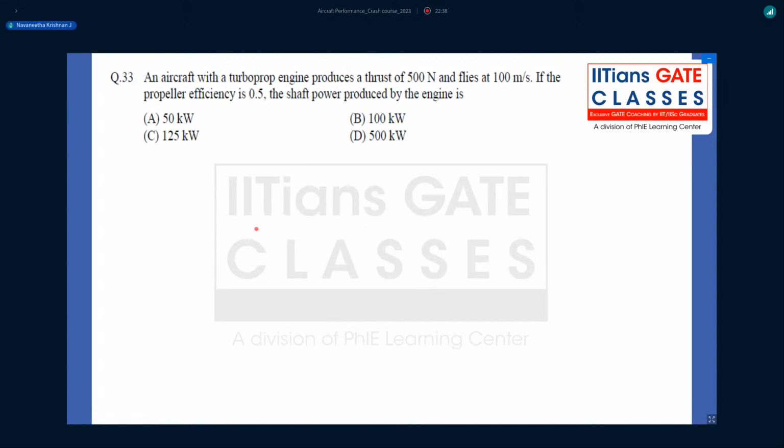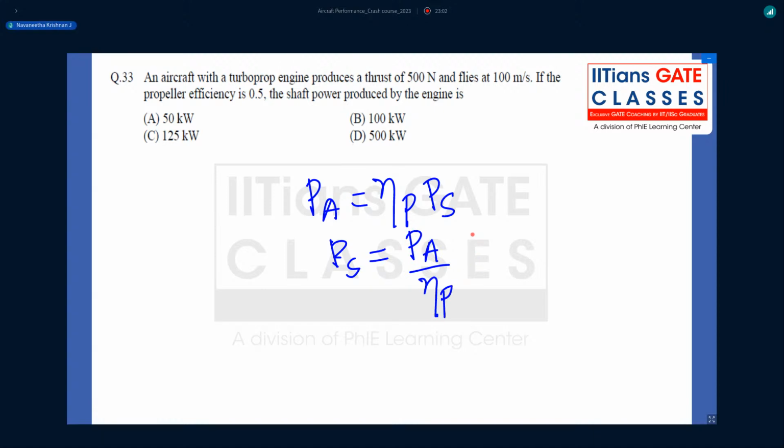Now, for turboprop aircraft, power available is given by eta P, the efficiency of the propeller, into shaft power. They asked us to find out the shaft power. Shaft power is nothing but power available divided by efficiency of the propeller. Power available is thrust into velocity.